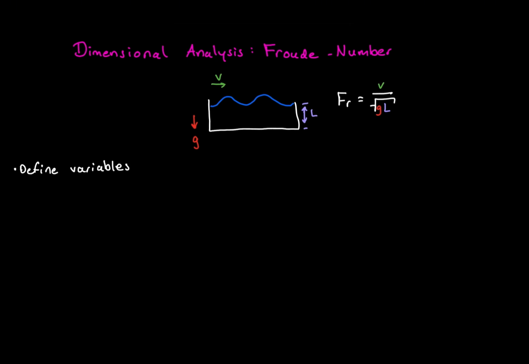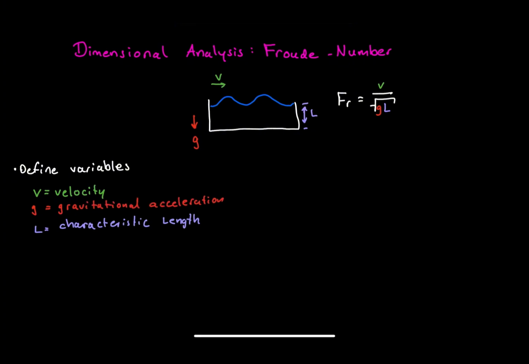Suppose the flow behavior depends on velocity, gravity, and a characteristic length. We denote these as V, G, and L. We now assume a dimensionless group equal to V raised to A times G raised to B times L raised to C.